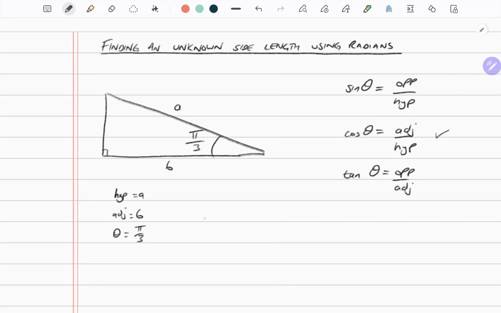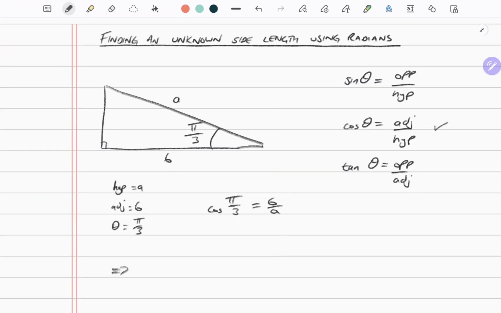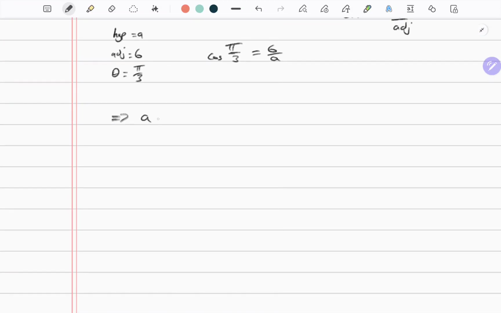So cosine pi by 3 is equal to 6 over A. We can swap the A and cosine pi by 3 around, which will give us A is equal to 6 over cosine pi by 3. If you put this into the calculator, remember to make sure it's set on radians and not degrees. It's a very easy mistake to make, and that will give you 12. So that's the answer for that one.